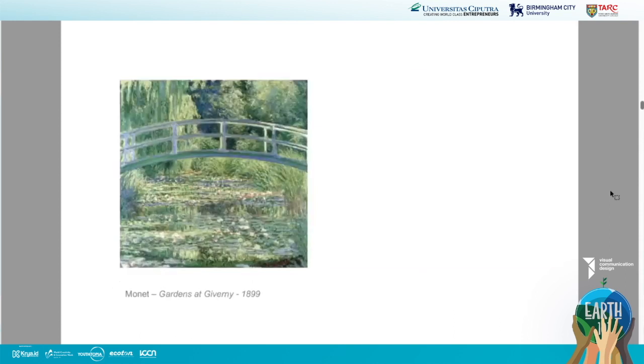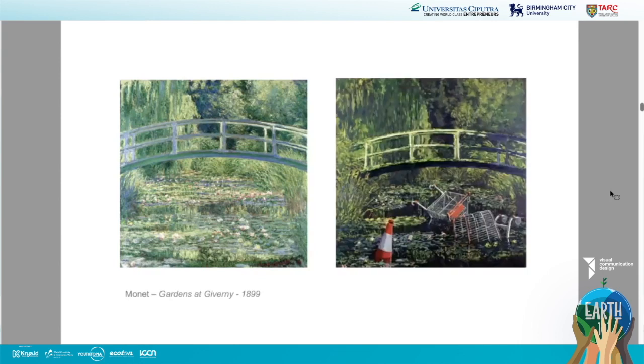This is Monet's Gardens at Giverny, quite a famous painting, worth millions and millions of pounds. This is a variation of it. Can anyone think of who the artist might be? That's the question. You probably won't recognize it from the style. If it's in another style, you probably would recognize this particular artist's style.